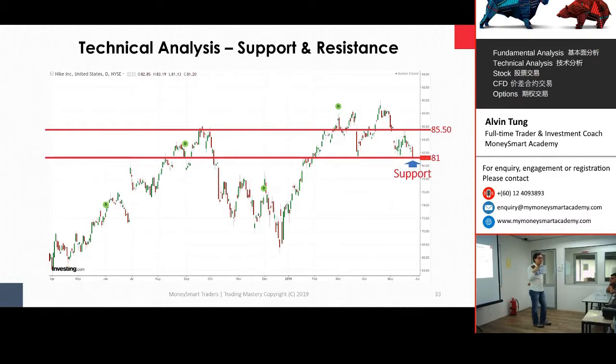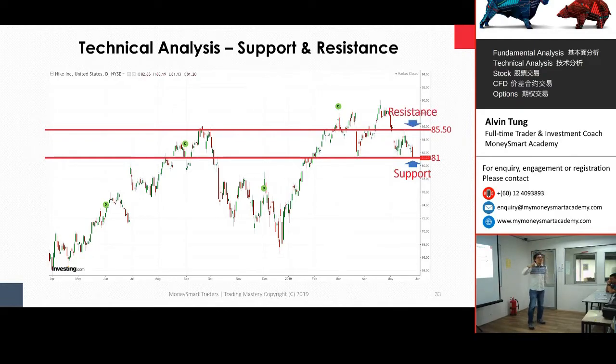That's how you do technical analysis. It's as simple as that. So the better you are at spotting this kind of shapes, the better you will be able to get. As simple as that. So this is what we call resistance.